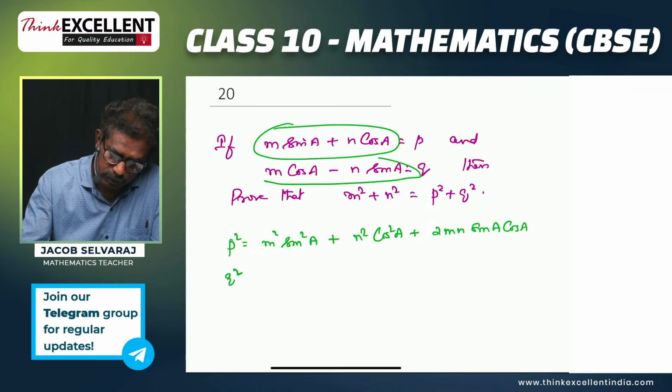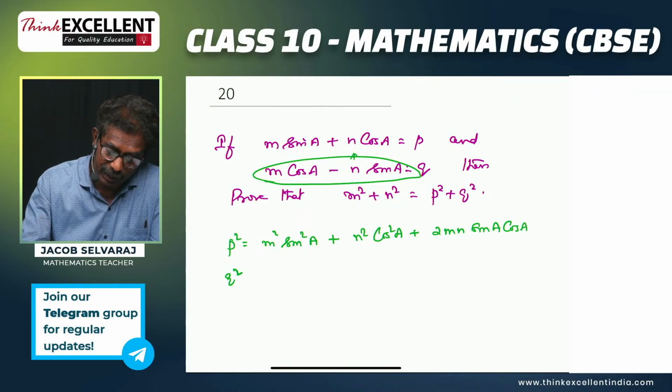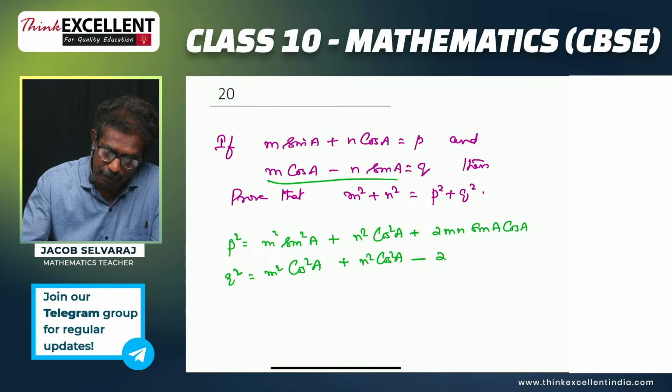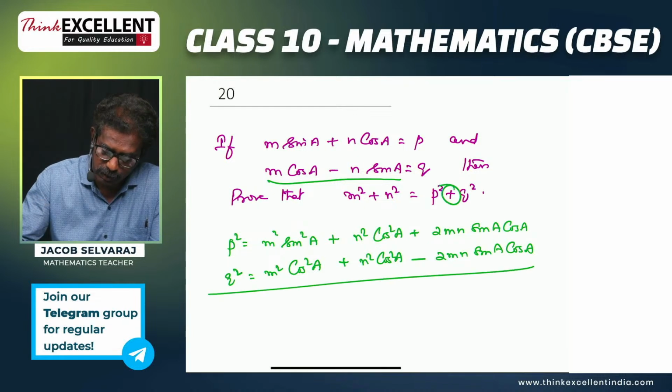Same way, q square. This part squared, right? A minus b the whole square here. So a square m square cos square a, plus b square n square sin square a, minus 2ab, 2mn sin a cos a. In this question, p square plus q square, so just adding.